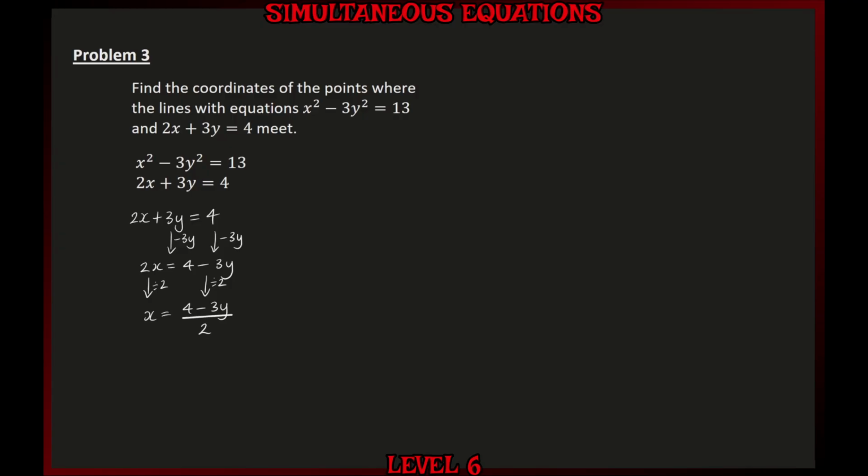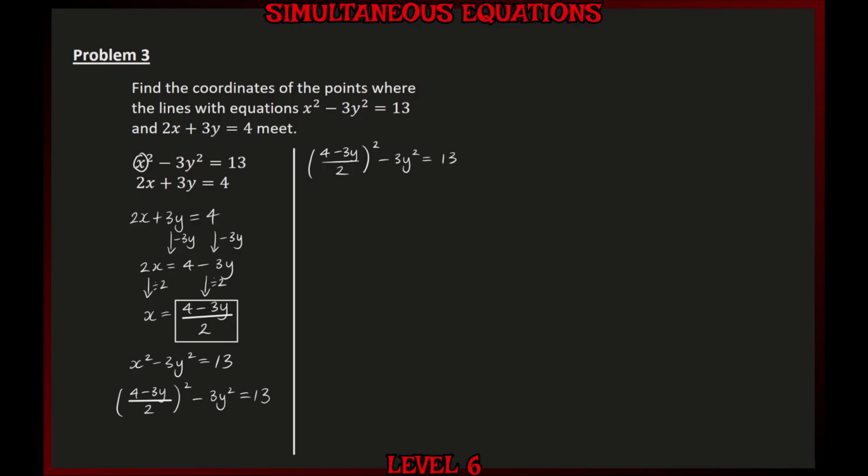Now that we know that x is equal to 4 minus 3y over 2, we can take this fraction, and in the first equation, wherever we're seeing x, we can substitute it for this fraction. So our first equation, x squared minus 3y squared is equal to 13, becomes, in brackets, 4 minus 3y all over 2, squared, minus 3y squared is equal to 13. And we now have an equation that's just in terms of y. So we need to expand, simplify, rearrange, and solve.